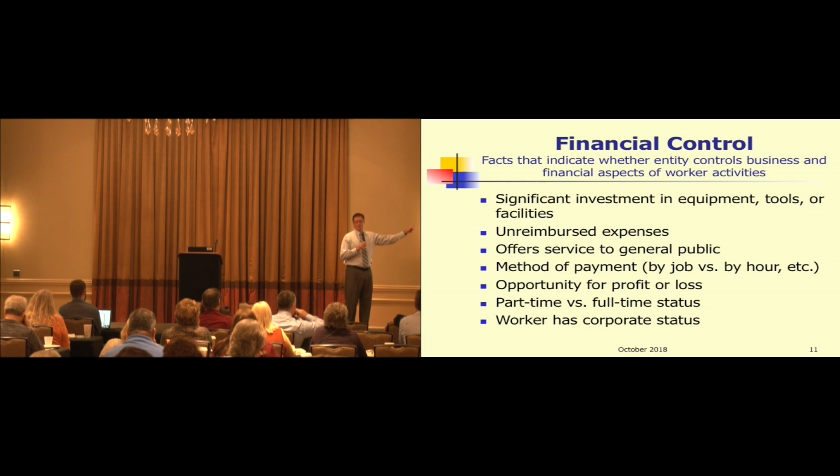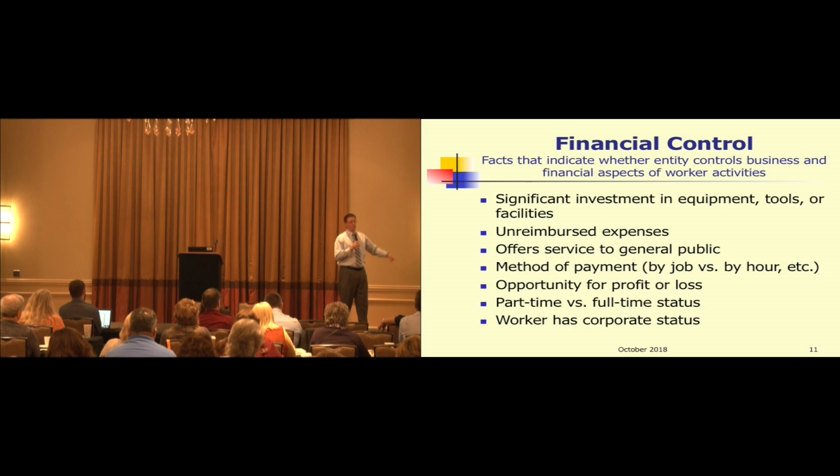She didn't provide any of the tools. Vacuum cleaner was theirs, mop was theirs, the mop bucket was theirs, all the cleaning materials, the toilet paper, the paper towels, everything needed was provided by that county government. She didn't have the opportunity for profit or loss.